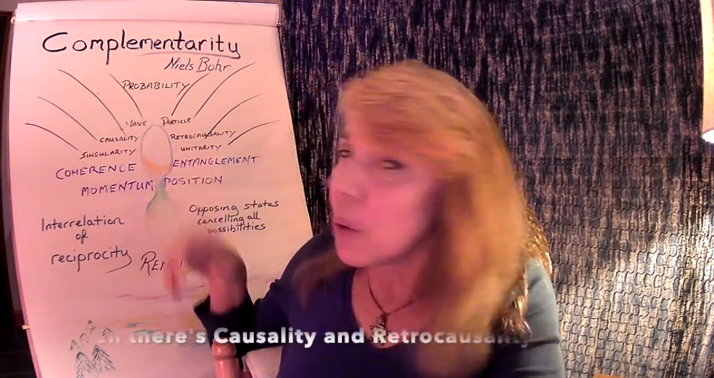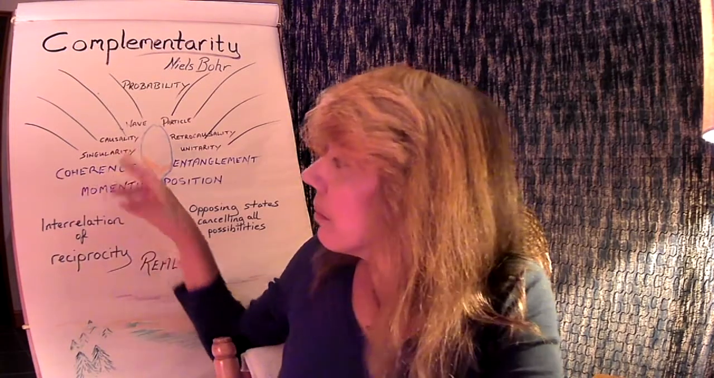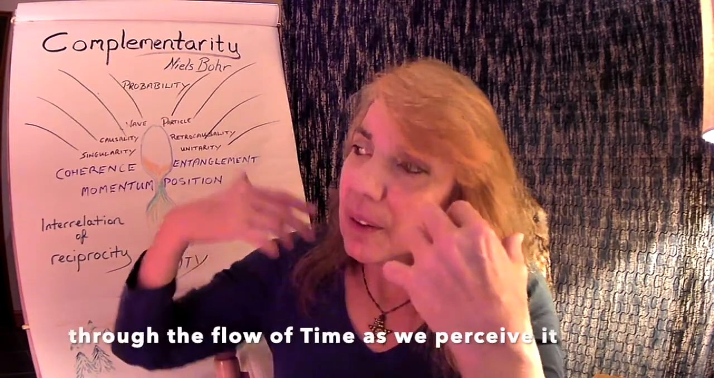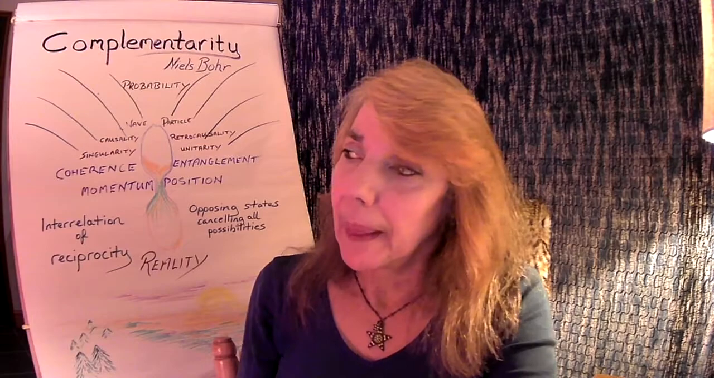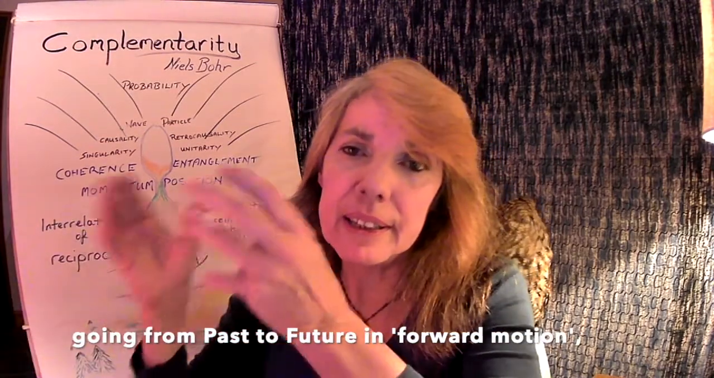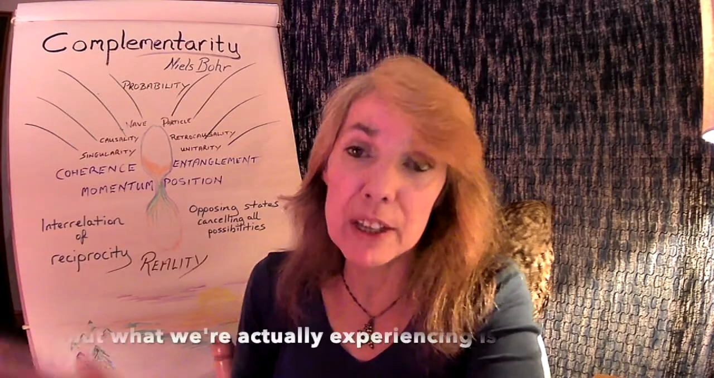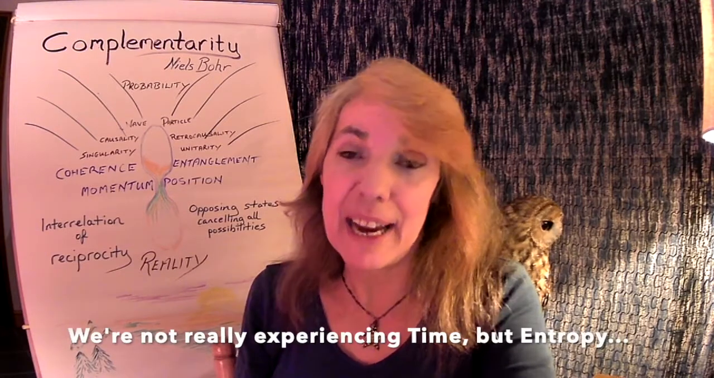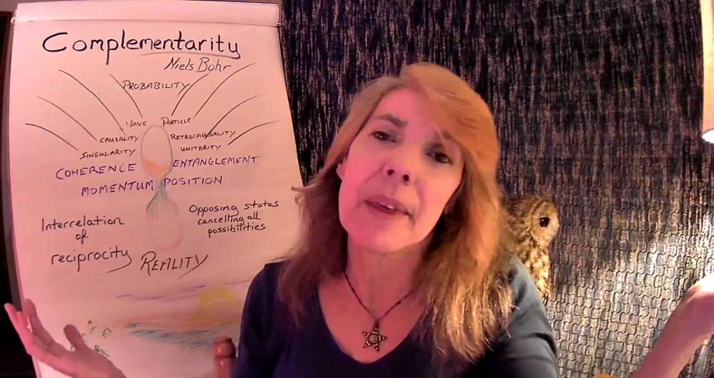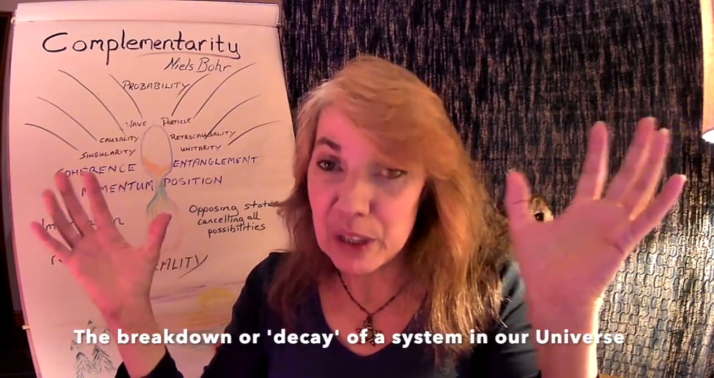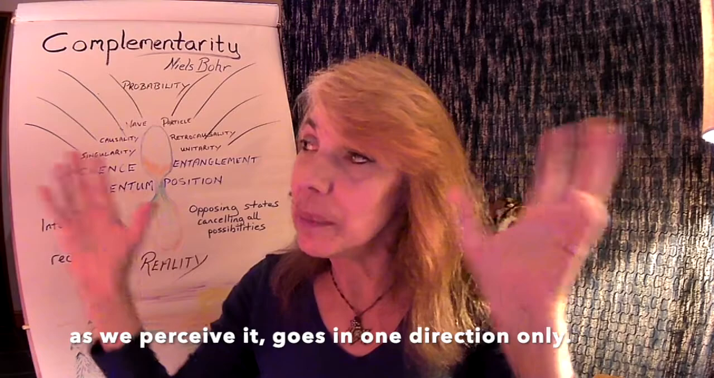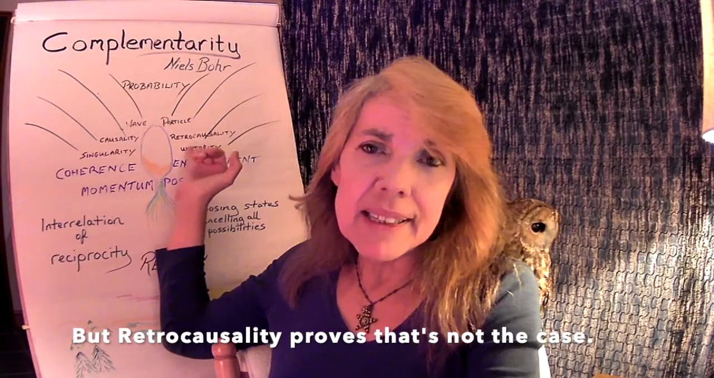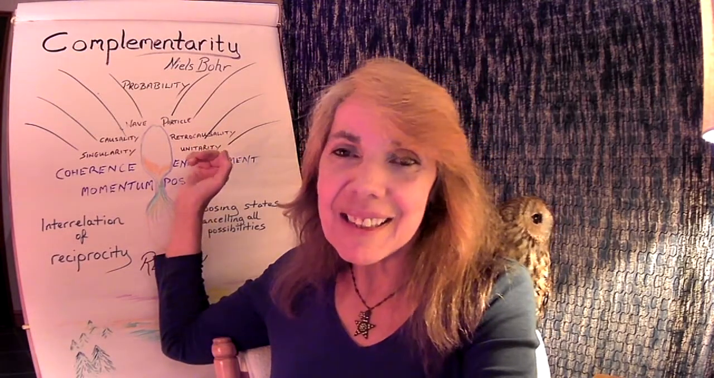Then you've got causality and retrocausality. Causality is what we experience. We tend to experience the flow of time as we perceive it, going from past to future in this sort of forward motion format. But what we're actually experiencing is entropy. We're not really experiencing time, we're experiencing entropy, the decay of a system. And that decay of the system, with the way the universe is constructed as far as we perceive it, goes in one direction only. But retrocausality proves that that's actually not the case.